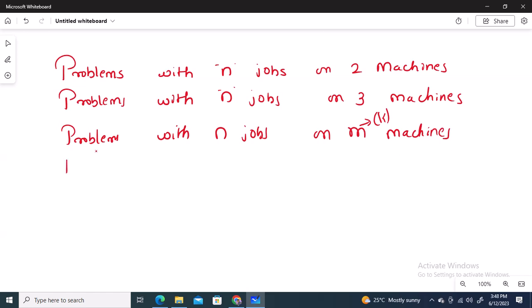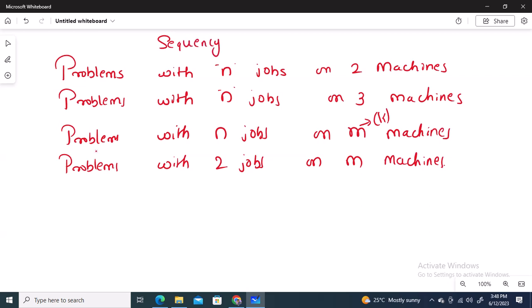Then the last one, problems with two jobs on m machines or k machines. These are the types of sequencing problems.